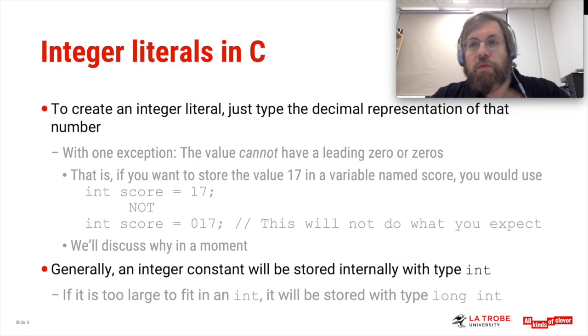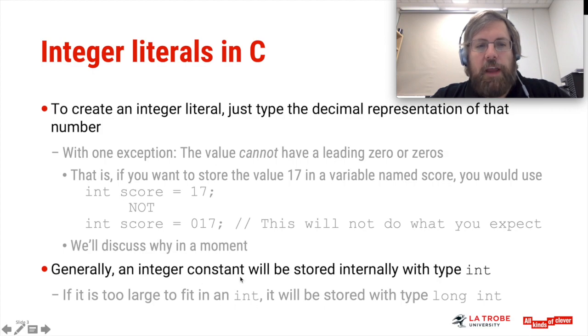So first, for integer literals, if you want to create a literal integer, just type the decimal representation of that number. With one important exception, the value cannot have a leading zero or zeros. That is, if you want to store the value 17 in a variable named score, you would use int score equals 17 semicolon, not int score equals 017. This will not do what you expect, and we'll talk about why in a minute. When you're putting in an int, don't put a zero at the beginning, just write the number.